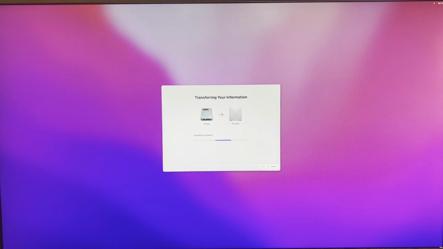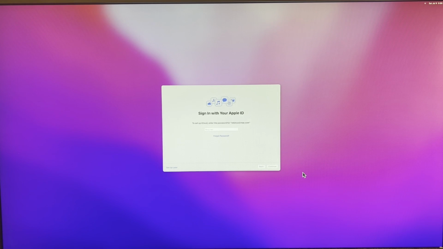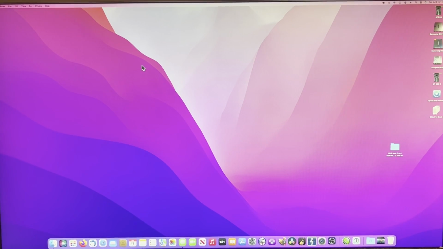Completing migration. As I said, not counting that reboot, it was 11 minutes. And here we are. It's got its optimizing to do. Okay, I'll take care of this. Stay tuned. Okay. I mean, I'd love to declare victory right now.